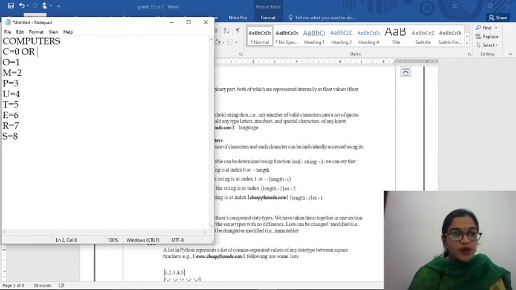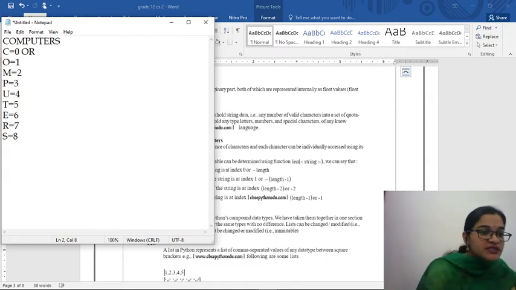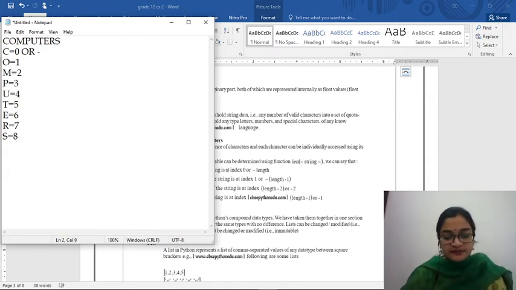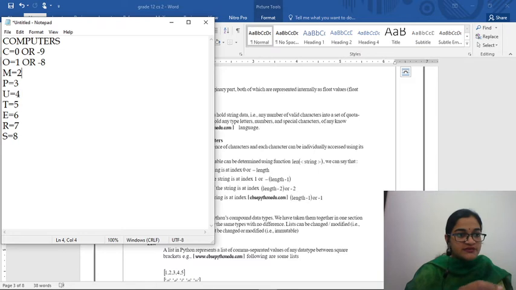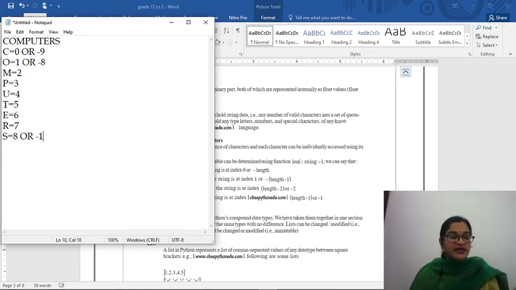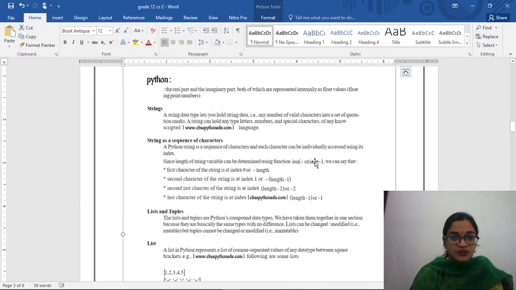Or you can give backward indexing. How much is the length? So -9 you should write, or -8, and so on: -9, -8, -7, -6, -5, -4, -3, -2, -1. So the last value will be -1. When it starts with 0, it is forward indexing. When it starts with minus length, that is backward indexing. Clear?